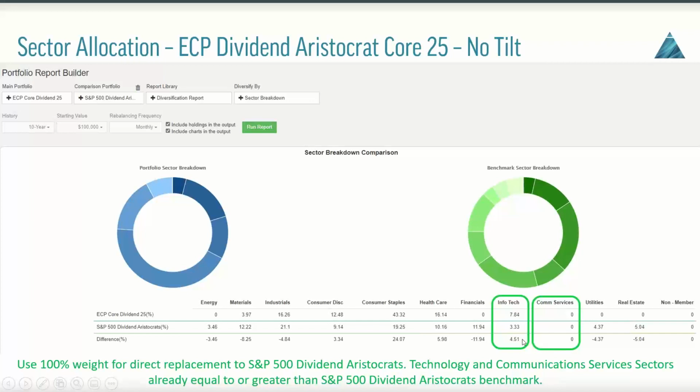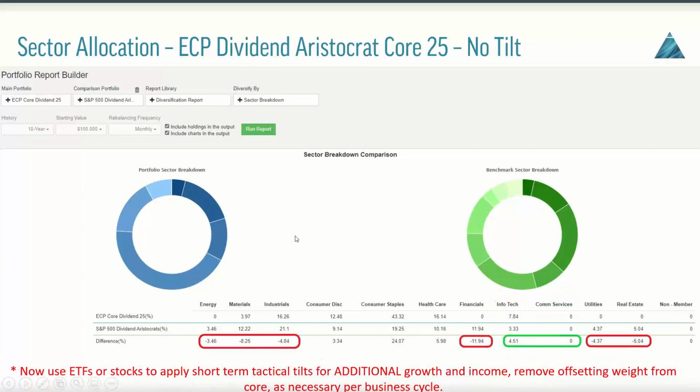So there's no reason to do a comparison right now with any sort of tilts when we're already overweighted in infotech. Okay. So the idea here is that now is where we would want to apply either short-term or long-term tilts for additional growth and income. And again, if we're looking for just growth, we may want to ratchet up those long-term tilts to get exposure into both communication services, infotech. Remember that we've got Amazon in there as well. That'll actually raise up our consumer discretionary exposure a little bit as well.